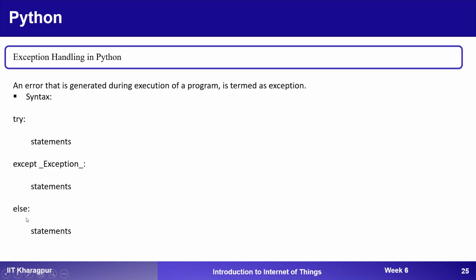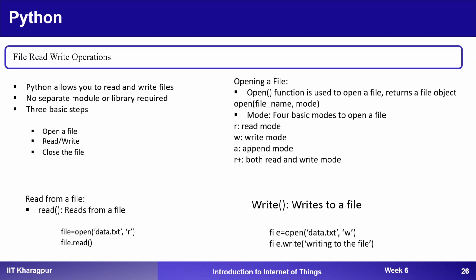Now file read and write operation. Similar to the C programming language, we can read and write files in Python also. We don't need any separate module or library to perform various operations on files. In order to read and write files, there are three basic steps. First, you have to open that particular file. Then you have to choose the mode in which you want to operate on your file, whether you want to write on that file or read that file. And once your operation is done, you have to close the file.